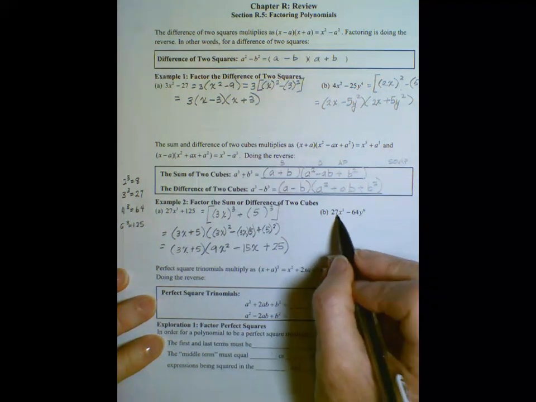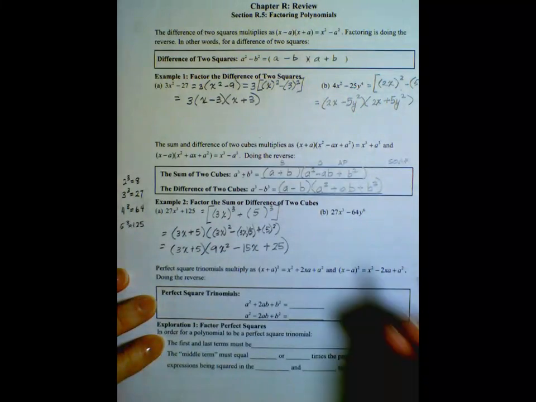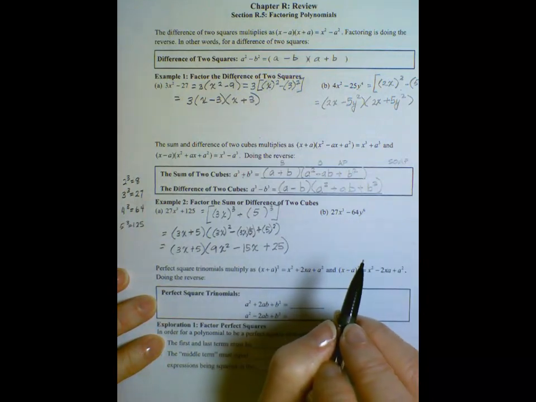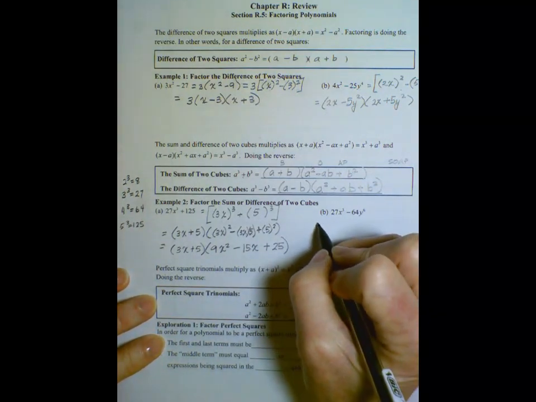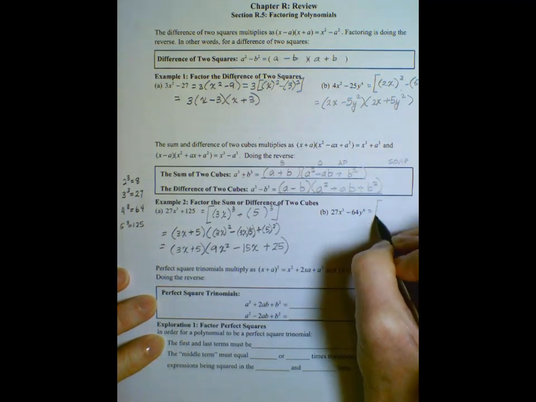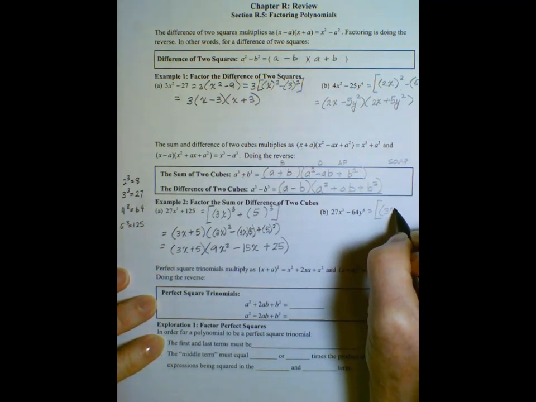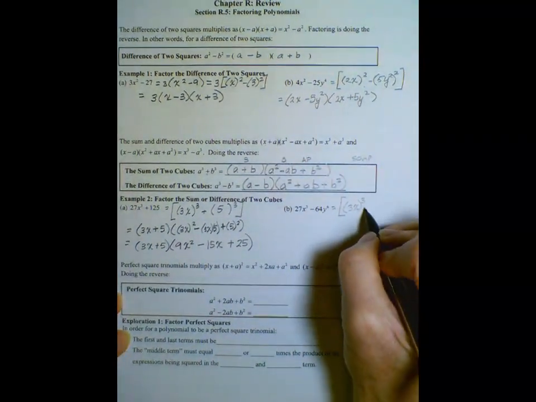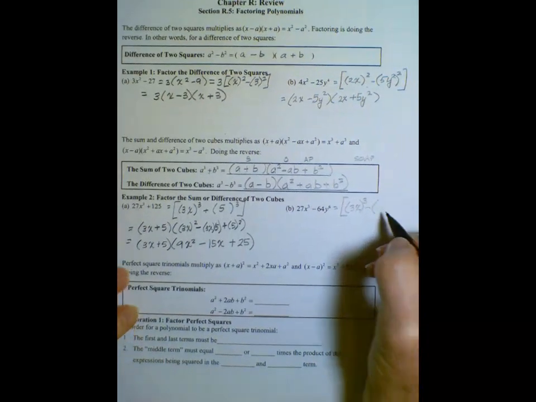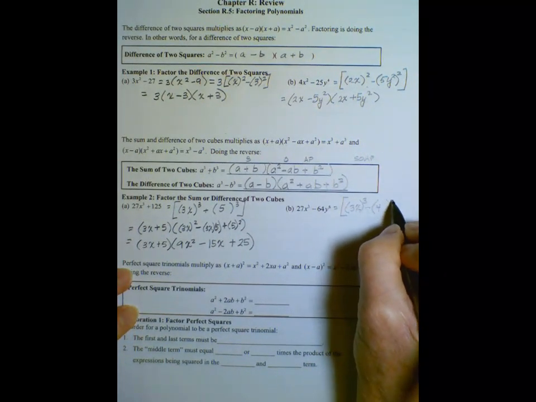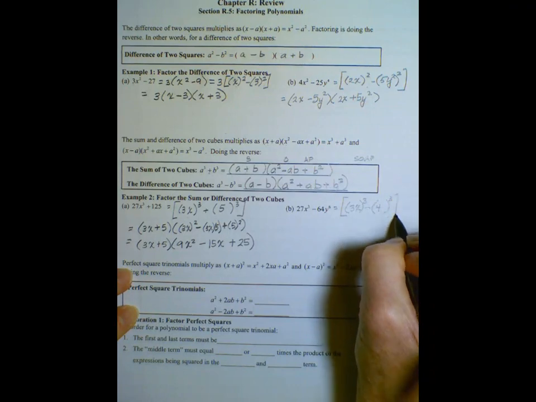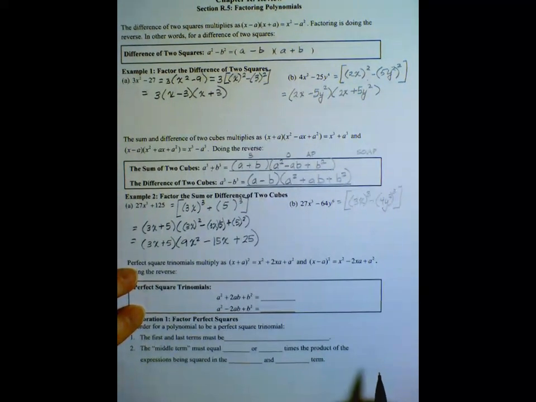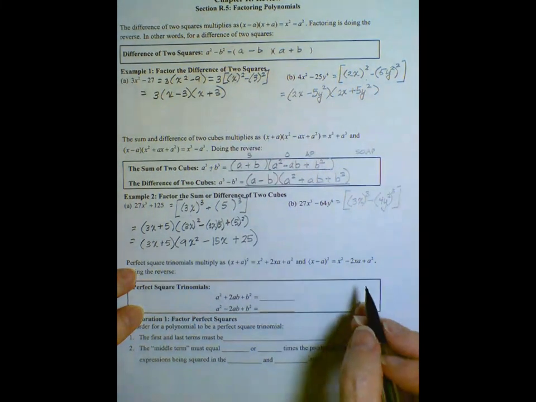Okay, let's look at the next one. 27 is on our list. 64 is on our list. X cubed is a perfect cube. And y to the 6th is a perfect cube. So here we go. Let's break it up into our a and b, just so we don't make a mistake. 3x cubed, that's how you get 27x cubed. And then this one's minus, what do we get for 64? That's 4 cubed. What do you suppose we have to cube to get y to the 6th? Y to the 2nd, right? Y squared times y squared times y squared. It's going to give us y to the 6th.